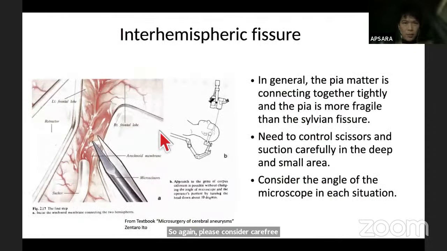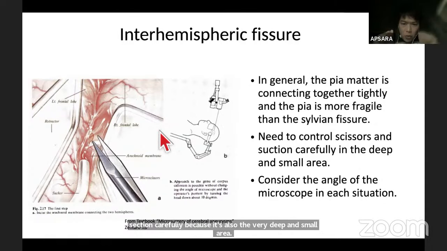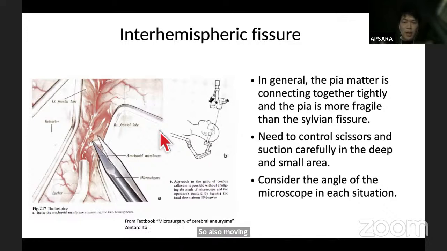Finally, just a brief mention about the interhemispheric fissure. The procedure concept is the same: try not to damage the brain. But in general, the pia mater is connected together more tightly compared to the Sylvian fissure, so being technically careful is more important. You need to control scissors and suction carefully because it's also a very deep and small area. So moving the microscope a lot is also important. Change the angle and position to separate in an easier way. So please consider this.